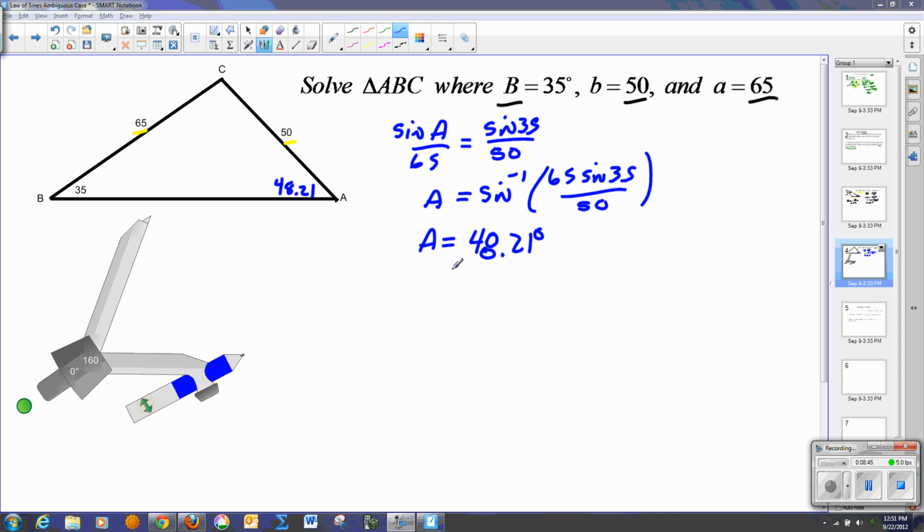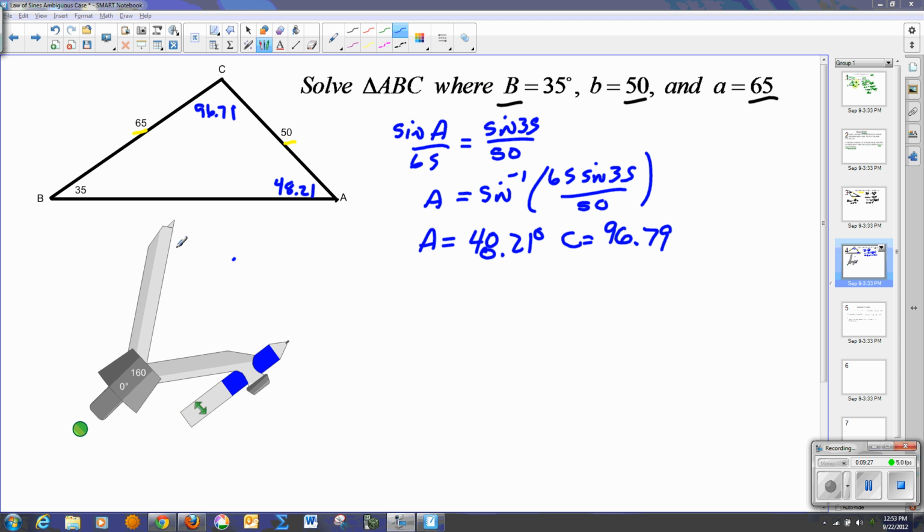This leaves us with a value of C after subtracting from 180 of 96.79. Now, here's a situation. Since we know the side opposite the given angle was shorter than the other side, I only have two possibilities. One, that I have no solutions, which isn't the case, or that I have two solutions. So since I have one solution, I've got to have two. And I'm going to show you how to find the second solution now.